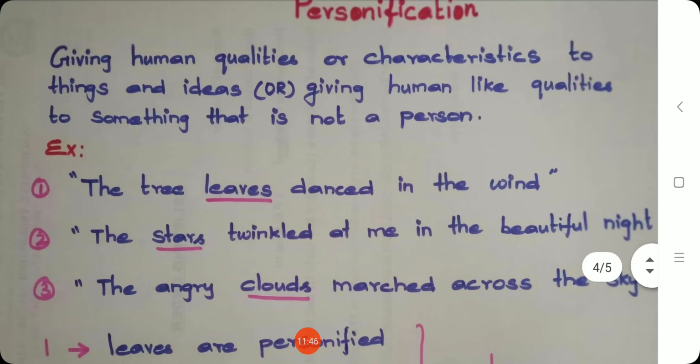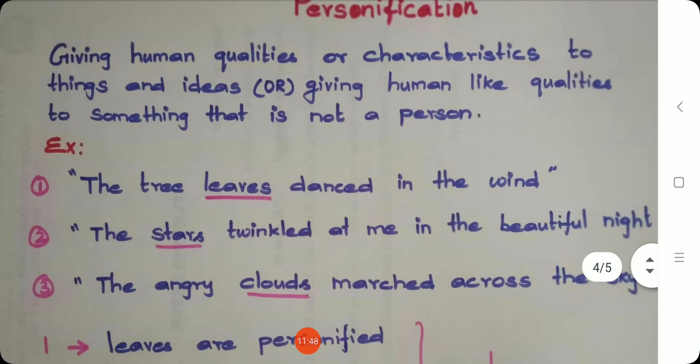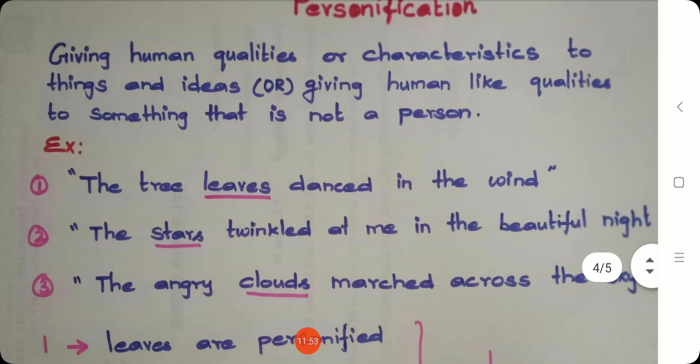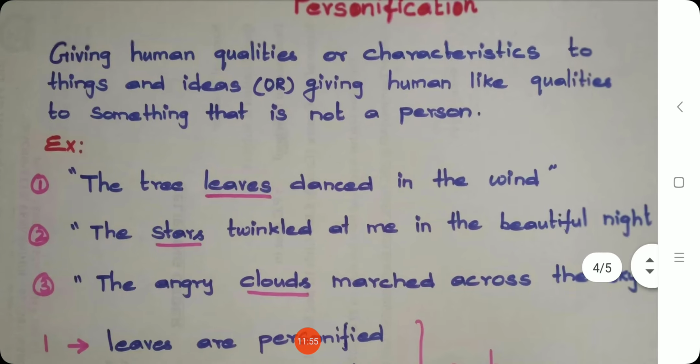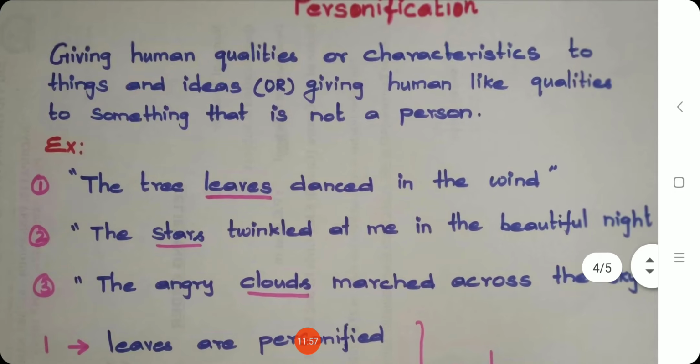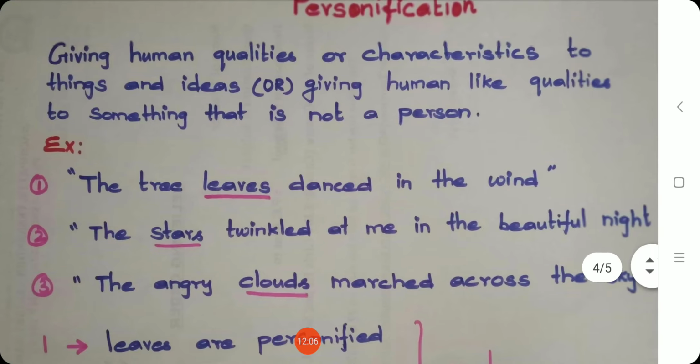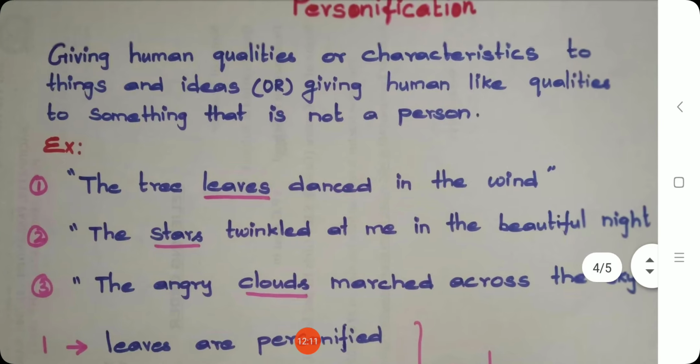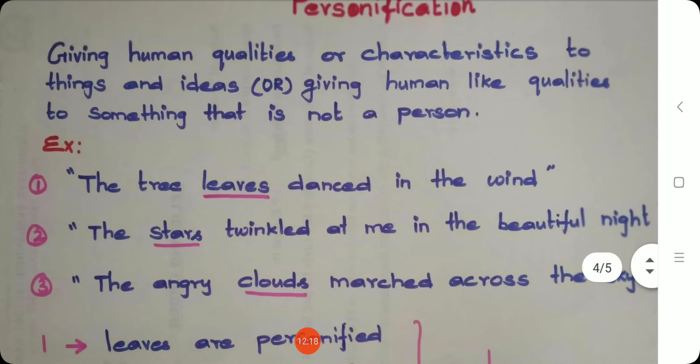Rather, who can dance? We human beings can dance, children can dance. Dancing is a human ability, a human character. But here the poet says that the leaves in the trees are dancing. The leaves can shake or oscillate only when the wind or air is blowing. So it cannot dance by itself. When wind comes, it will be moving, oscillating in the air.